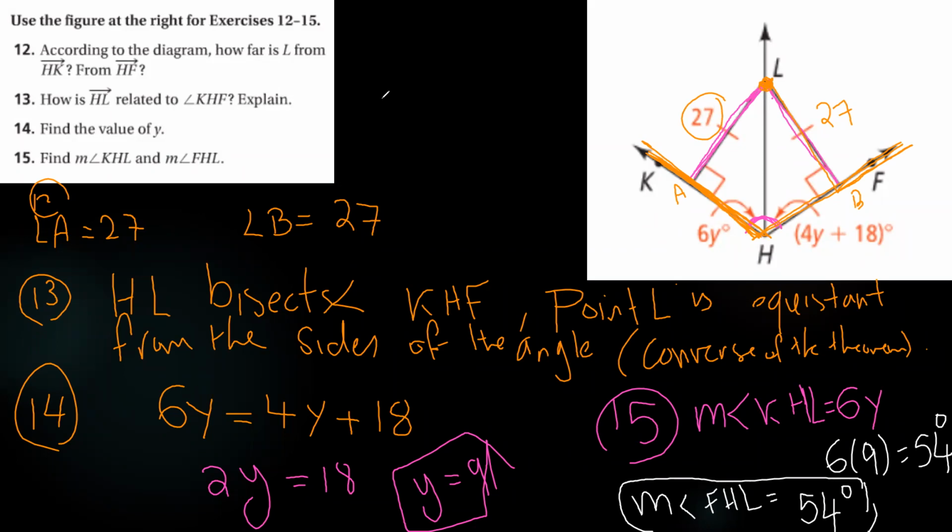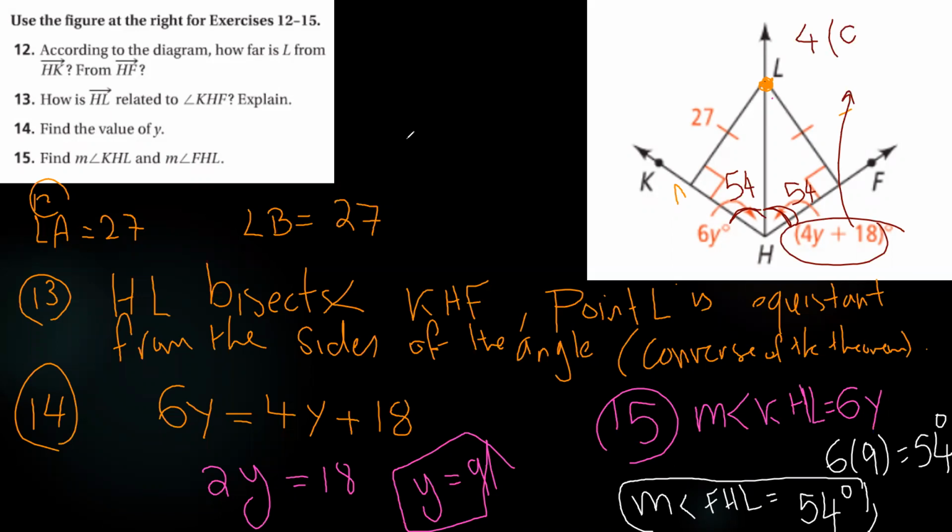Why? Because since it is an angle bisector, it cuts the greater angle, which is KHF, into two equal halves. So if I found the first one as 54, the second one will be 54. So if this angle here is 54, here it will be 54. Another way, you can substitute y here. That is 4 times 9 plus 18. 36 plus 18 will be 54 degrees too.